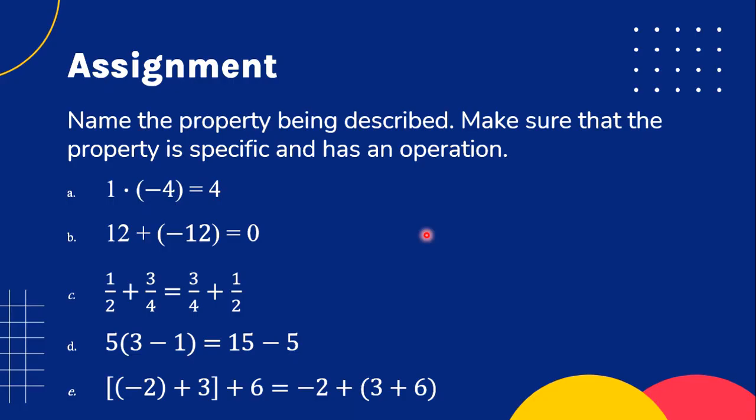So for your assignment, name the property being described and make sure that the property is specific and has an operation. For example, if your answer is commutative property, you should say whether it's commutative property of addition or commutative property of multiplication.